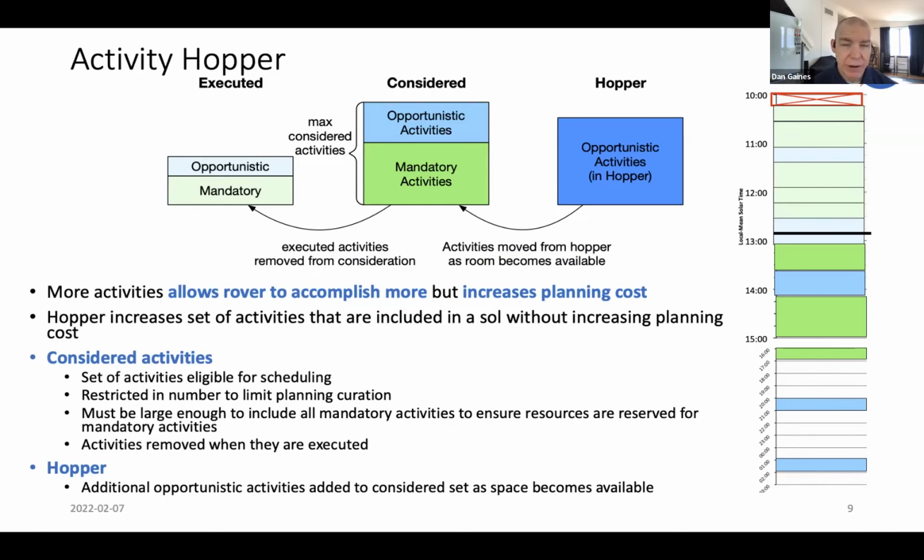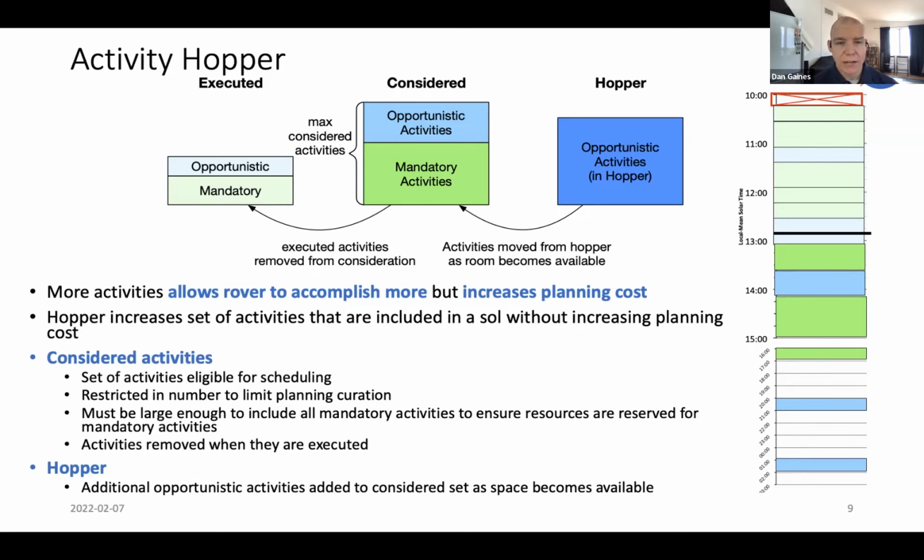However, what we realized is as the sol progresses, once an activity starts and executes and goes into the past, then when we generate a new scheduling cycle, we no longer have to consider that activity. It's already done. So it's out of our considered set. So now we're down to maybe 30 activities instead of 40. What we can then do is have a hopper of additional activities, so that as activities execute and finish, we can pull in new activities from the hopper and add them to our considered set.